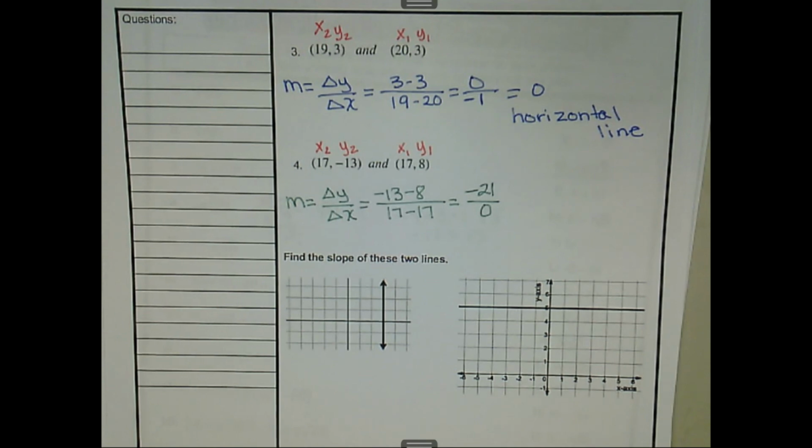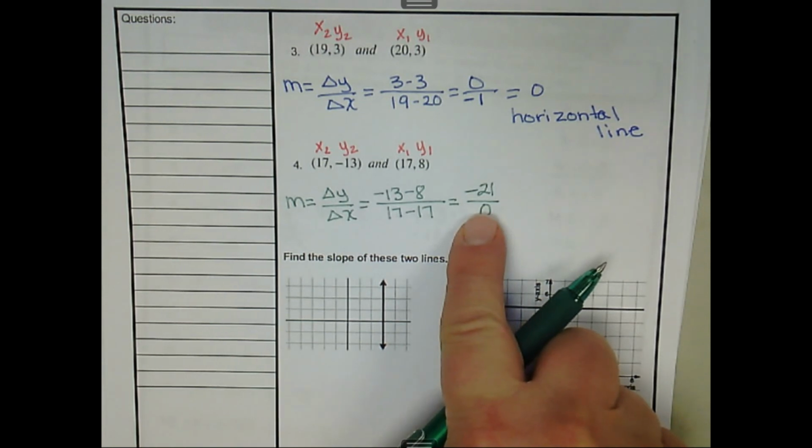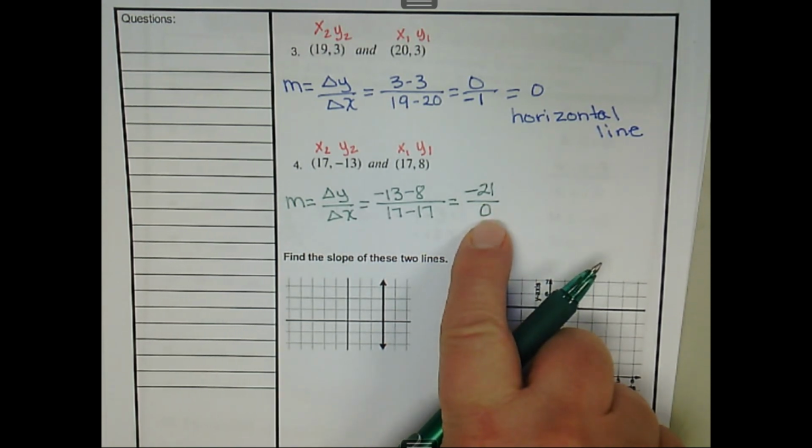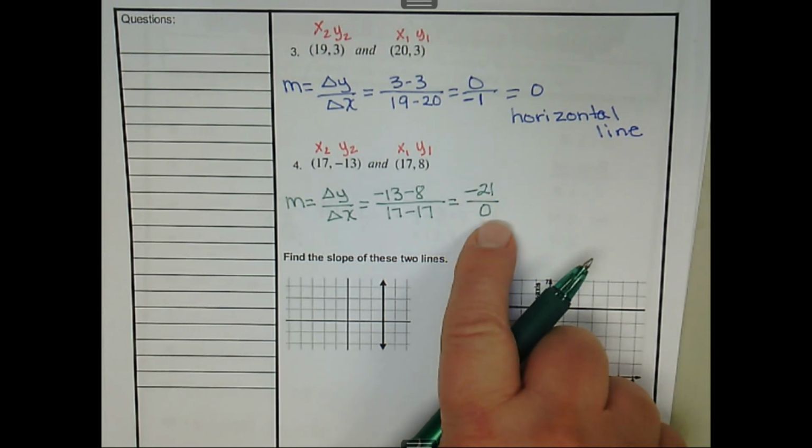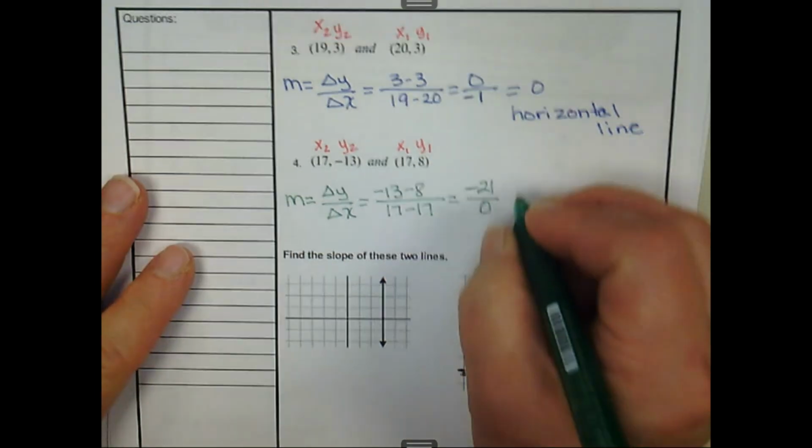Okay, now this looks almost like the last one, except this time the 0 is in the denominator, not in the numerator. How does that change it? Can I have parts of nothing? A fraction is how many parts out of the total number you have. Can I have something if I have nothing to begin with? No. This is undefined.